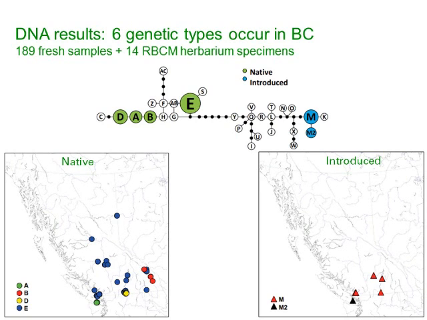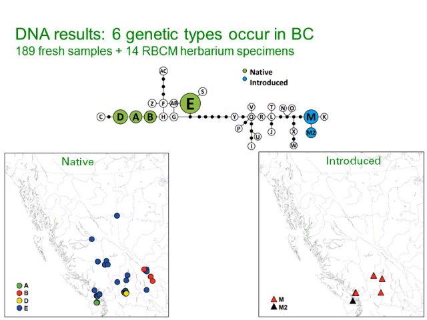So here you see what's called a haplotype network. It describes the genetic relationships among different genetic types. Each gap separates one genetic type from another genetic type. And right there is the division between the native genetic types and the introduced genetic types.